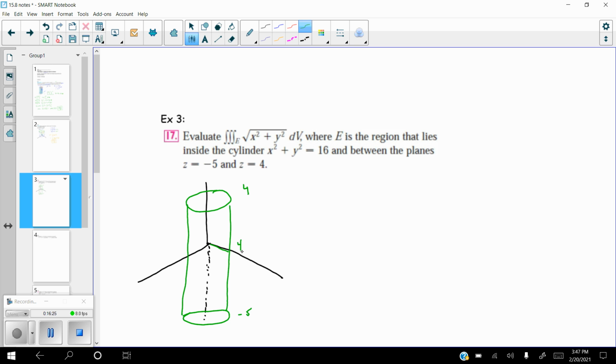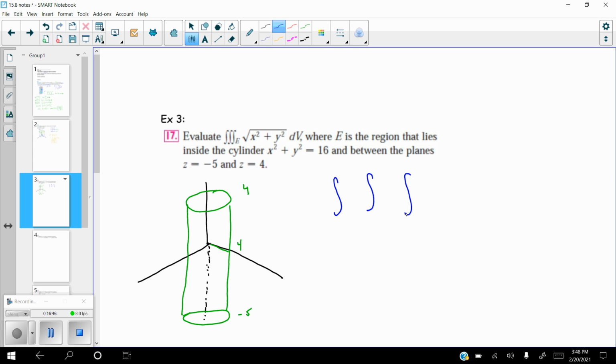All right, but it does say to evaluate it. Now this one we actually have to do the integral because we actually have a density function, square root of x squared plus y squared. But again, we're going to want to change this into cylindrical coordinates. So we're going to have z, r, and theta. So let's see what we've got. Triple integral.